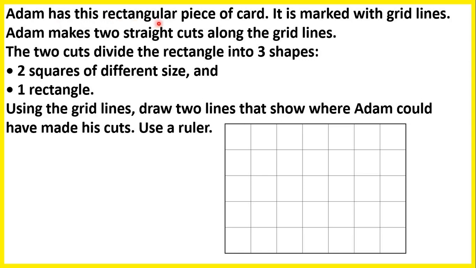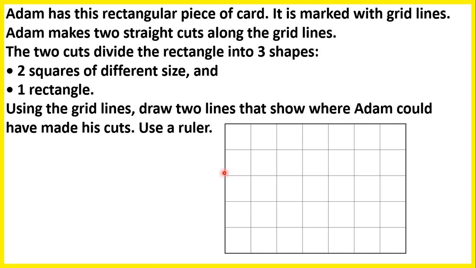Adam has this rectangular piece of card. It is marked with grid lines. Adam makes 2 straight cuts along the grid lines. The 2 cuts divide the rectangle into 3 shapes: 2 squares of different size and 1 rectangle. Using the grid lines, draw 2 lines that show where Adam could have made his cuts. Use a ruler.